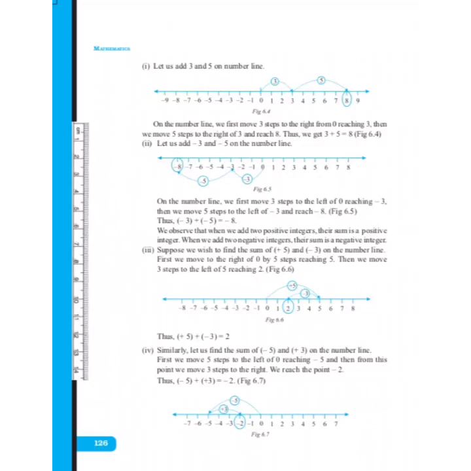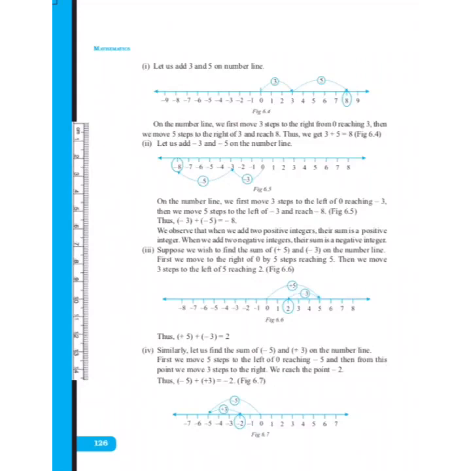So first one, see children, let us add 3 and 5 on the number line. So what will we do? We will start from 0 and we will reach 3. That means to the right side, and then plus 5. We will move 5 steps more and where will we reach? Yes, we will reach 8. So in this way 3 plus 5 is 8.